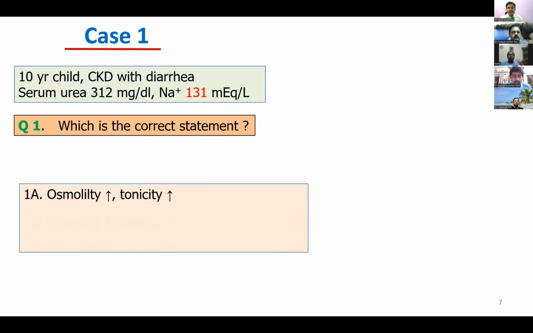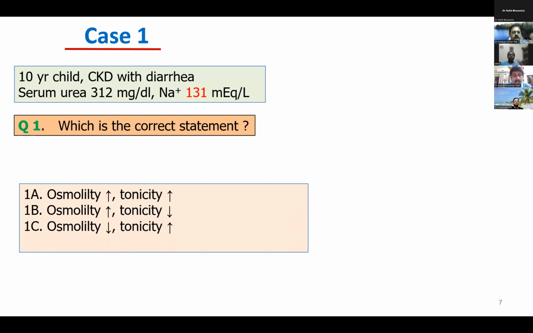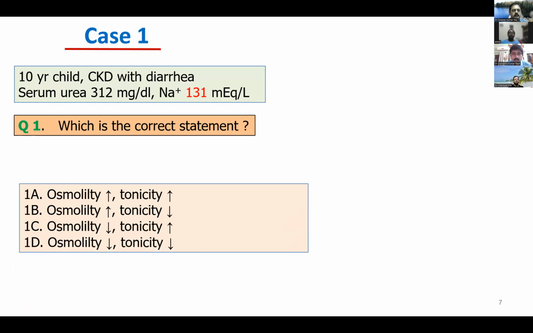Option A: the osmolality and tonicity are both high for this child. B: the osmolality is high, but tonicity is low. C: the reverse, the tonicity is high, but the osmolality is low. D: otherwise, both the osmolality and tonicity are low. Which is the correct option?